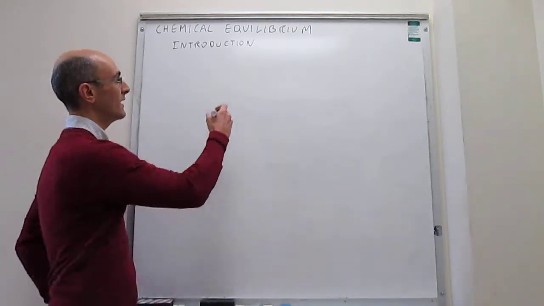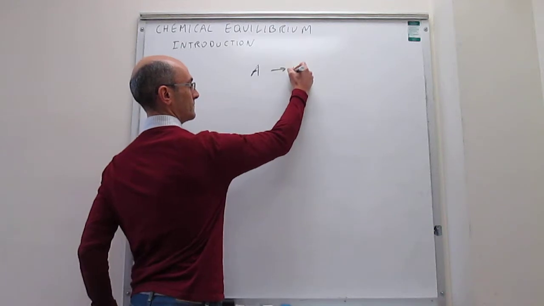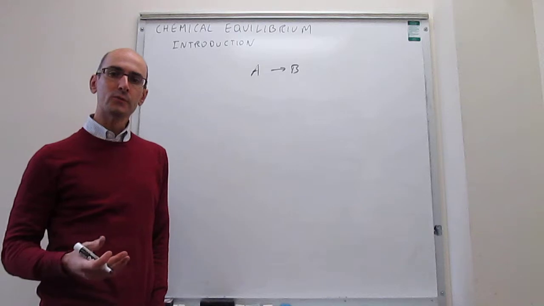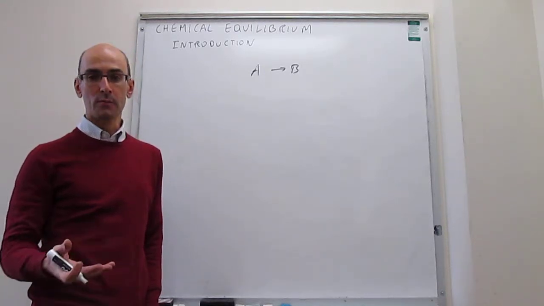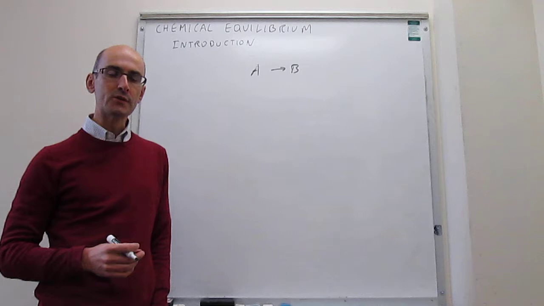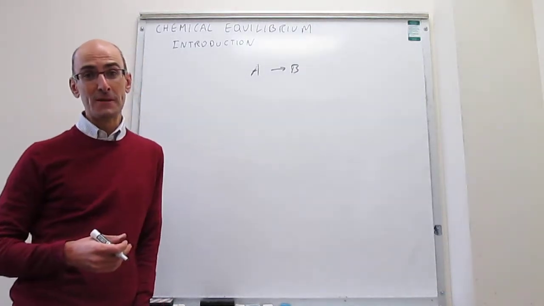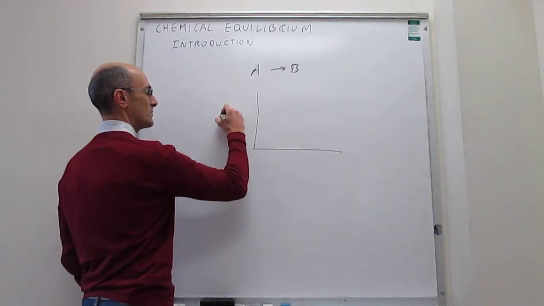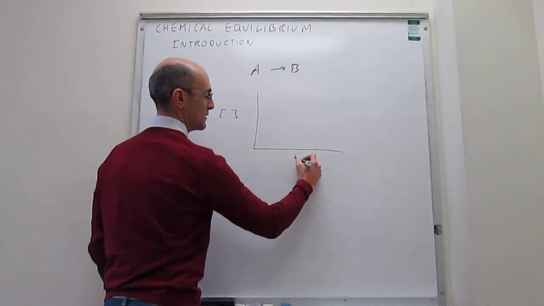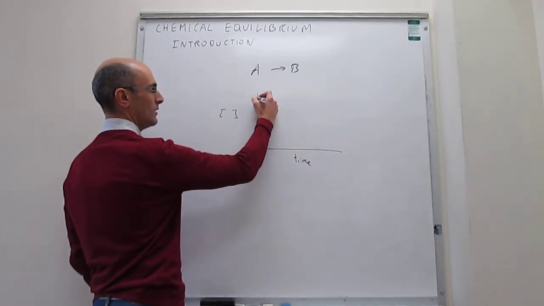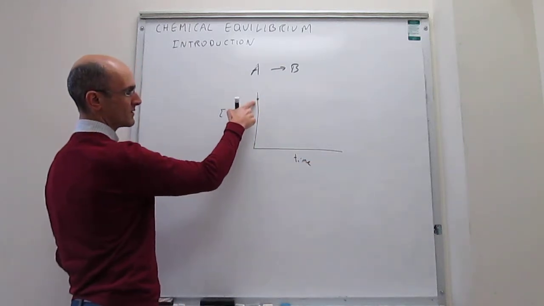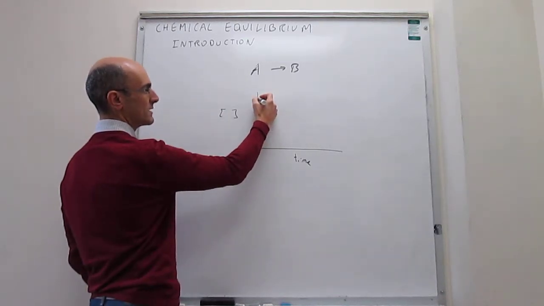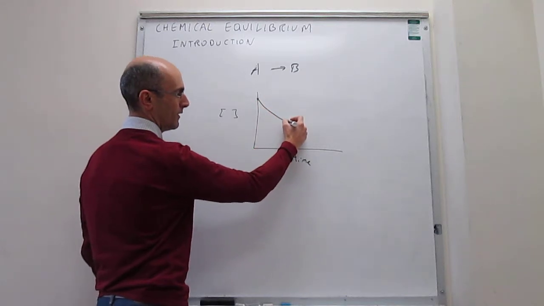Think about the A to B reaction, where A is the reagent and B is the product. What we can do to see if the reaction proceeds to completion is to plot how the concentrations of reagents and products change on time. This is going to be our plot. This is the concentration of A as a function of time. If we start with an initial concentration that has this value at time 0, then as the reaction proceeds, A will fall.